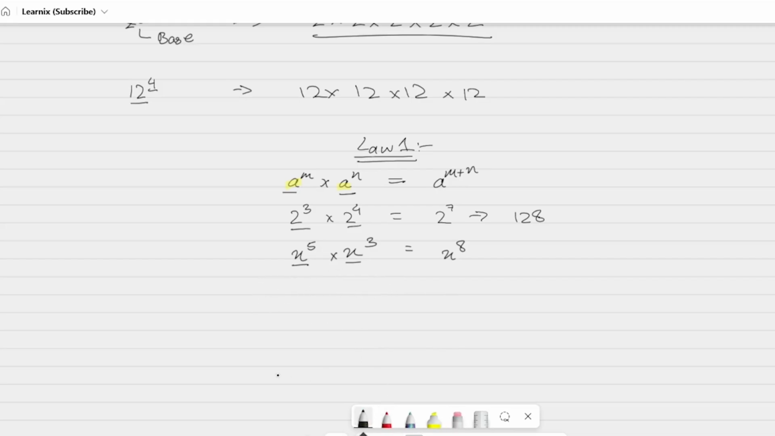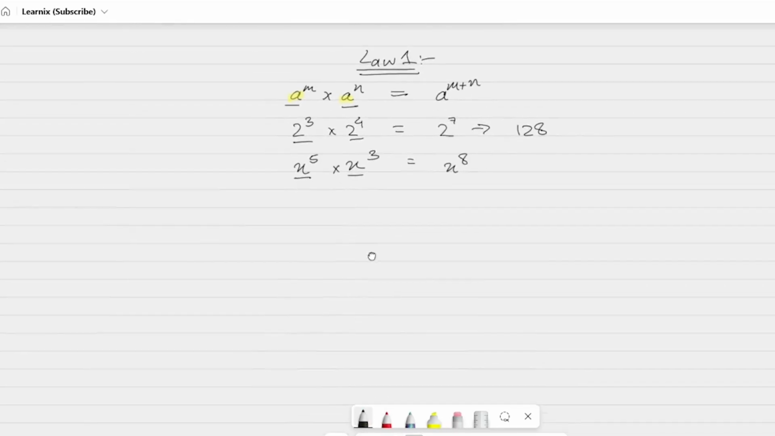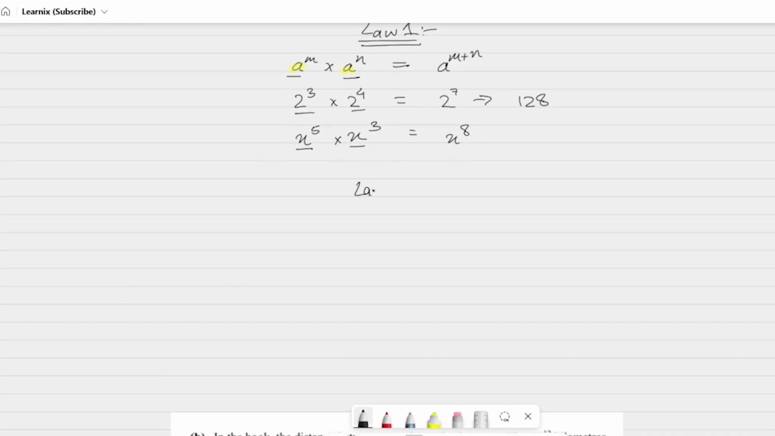Okay, moving on to law number 2. When you divide two powers with the same base, you subtract the indices. So let's say you have a to the power of m divided by a to the power of n. You would get a to the power of m minus n.